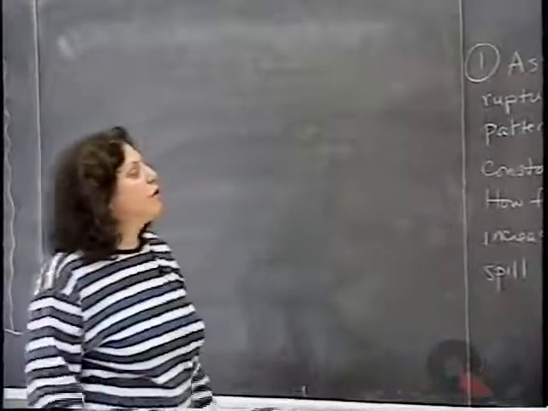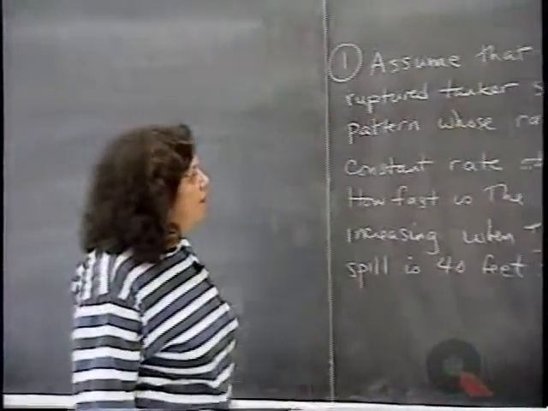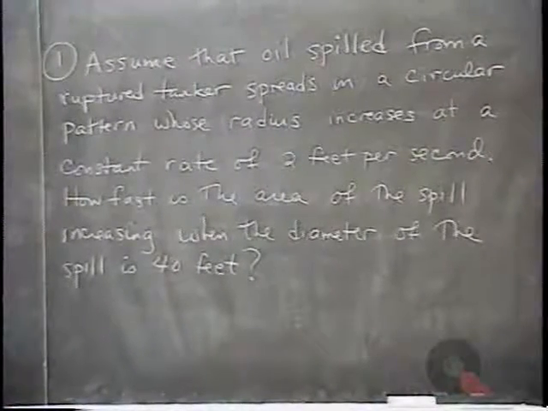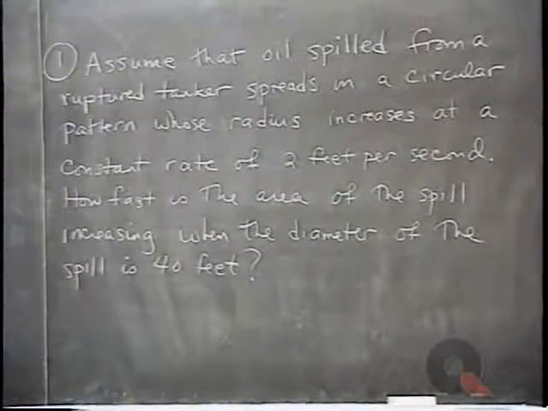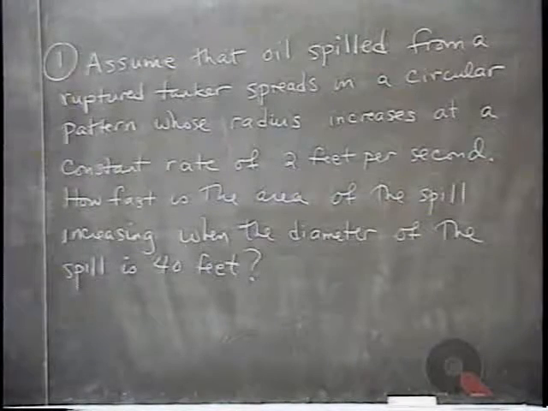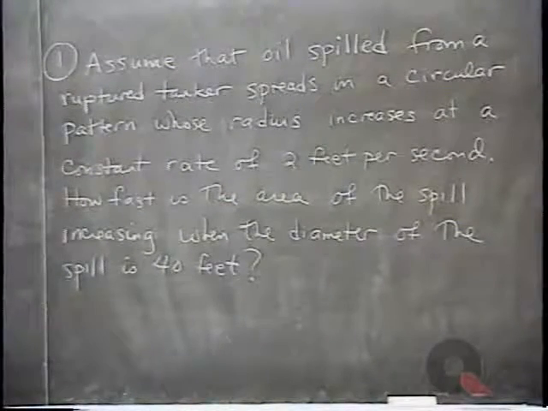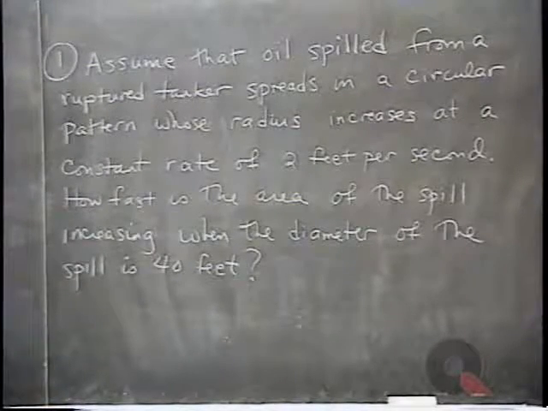The first problem that we're going to work on today is the following. Assume that oil spilled from a ruptured tanker spreads in a circular pattern whose radius increases at a constant rate of 2 feet per second. How fast is the area of the spill increasing when the diameter of the spill is 40 feet?